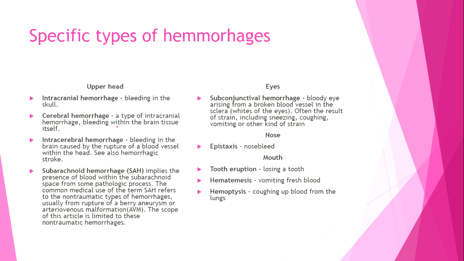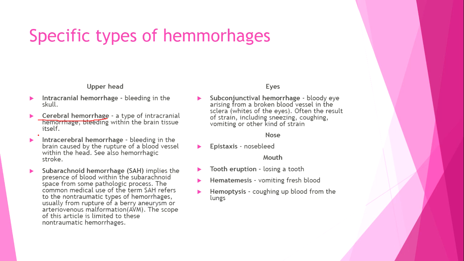Specific types of hemorrhages. Upper head: intracranial hemorrhage, bleeding in the skull; cerebral hemorrhage, a type of intracranial hemorrhage, bleeding within the brain tissue itself. We see this example in the third type of hemorrhage, parenchymal hemorrhage. Intracerebral hemorrhage, bleeding in the brain caused by the rupture of a blood vessel within the head. See also hemorrhagic stroke.